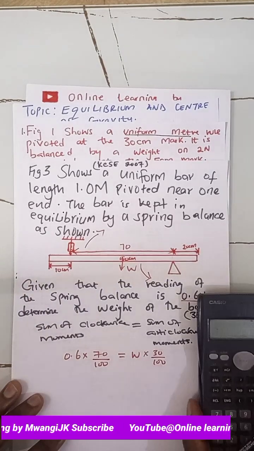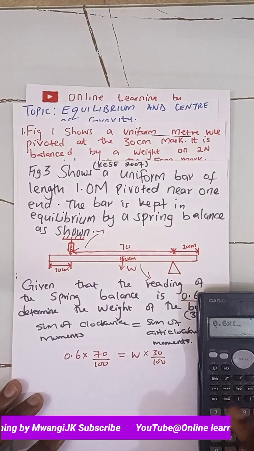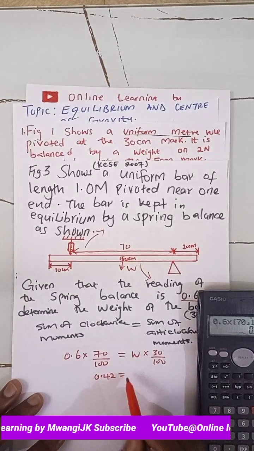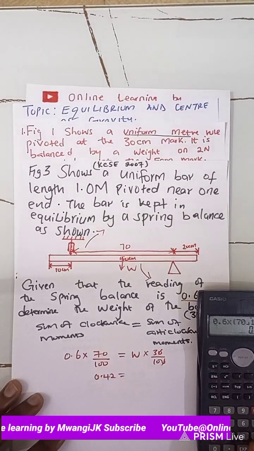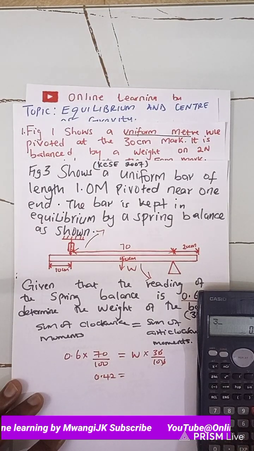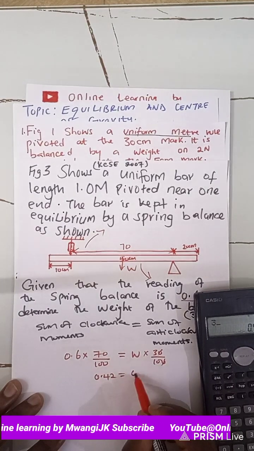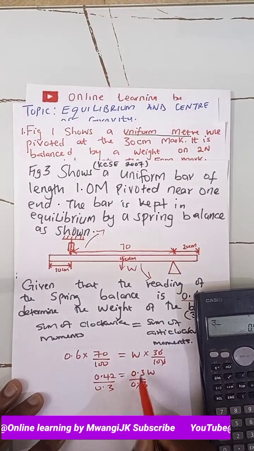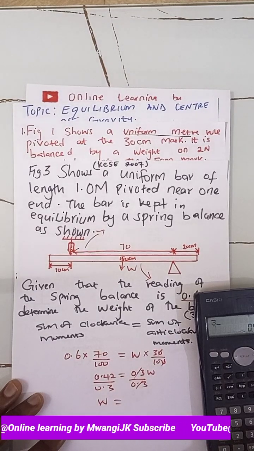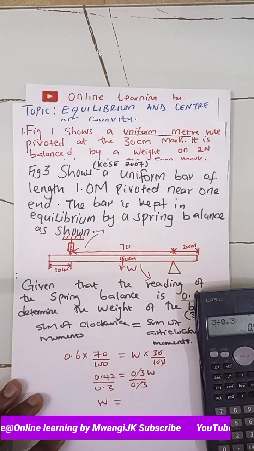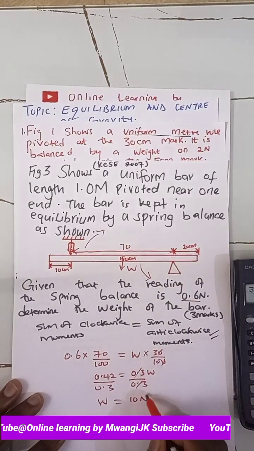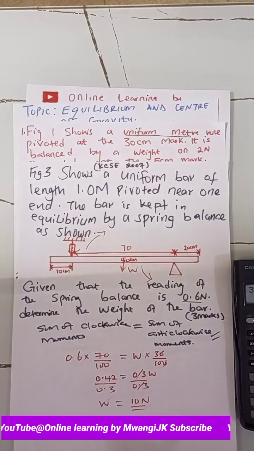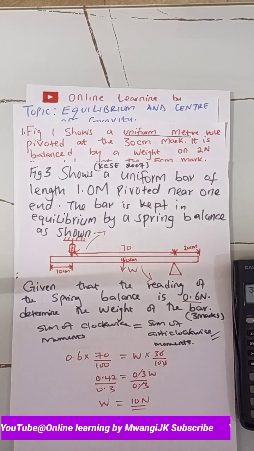Computing this, we get 0.6 multiplied by 70 over 100, which is 0.42. This is equal to 0.3 W. So we divide by 0.3 on both sides, and we get that W is equal to 0.42 divided by 0.3, and we get the weight to be 10 Newton, and that now will be the weight of the bar. So that marks the end of the calculation.